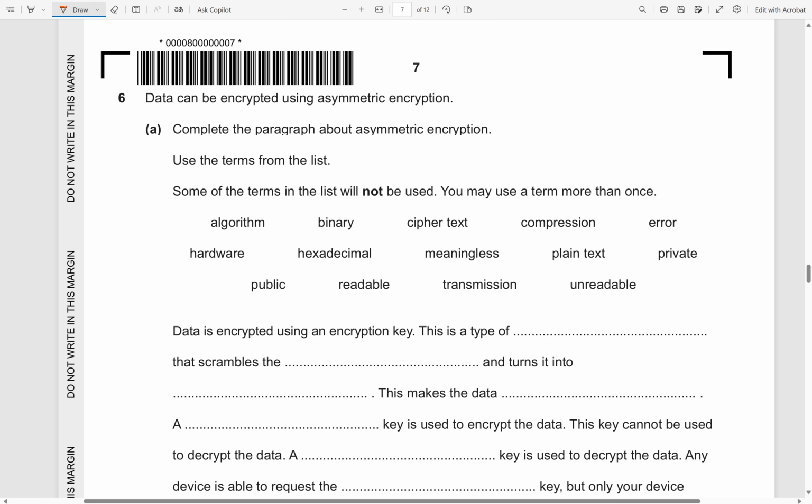Then number 6: data can be encrypted using asymmetric encryption. Complete the paragraph about asymmetric encryption. Use the terms from the list. Some of the terms in the list will not be used, and you may use the term more than once. With these questions, I always think it's a good idea to read through all the words first.